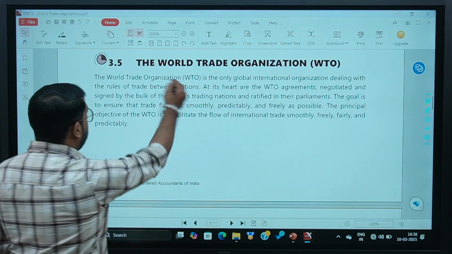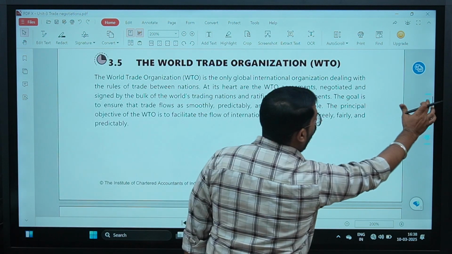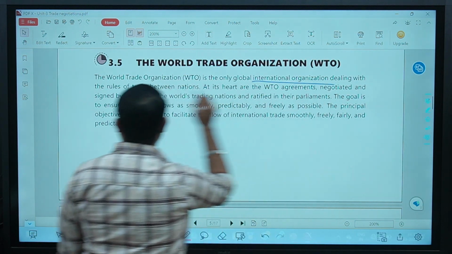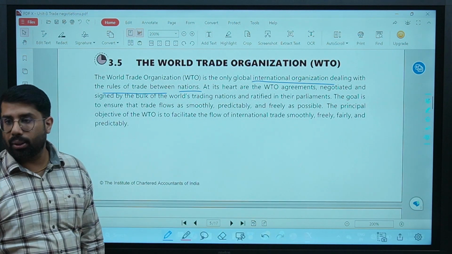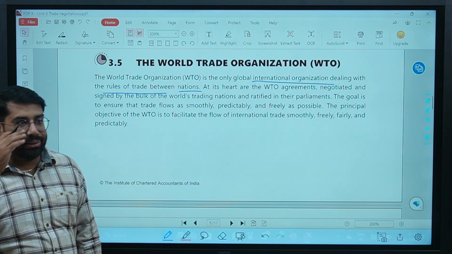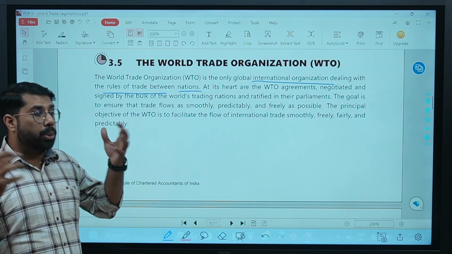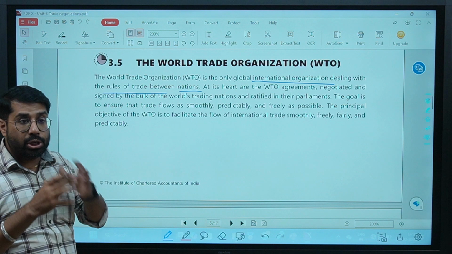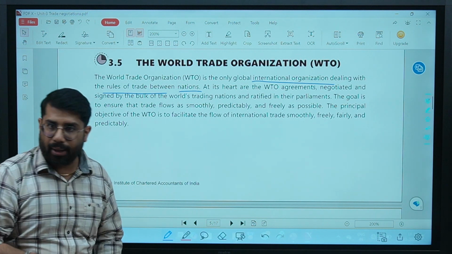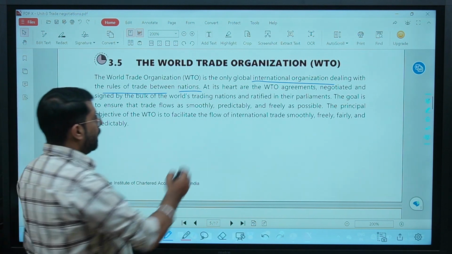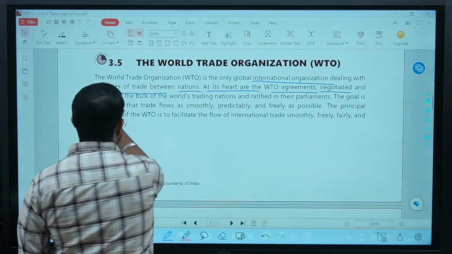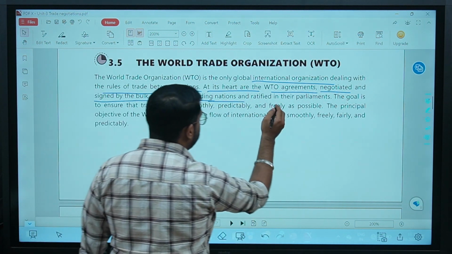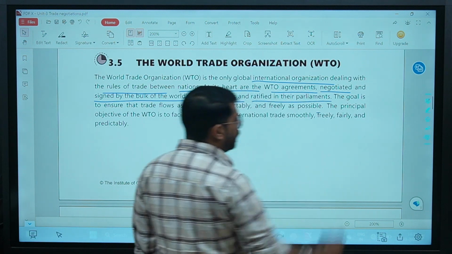The WTO is the only global international organization dealing with the rules of trade between nations. WTO is dealing with what? WTO is dealing with the rules which will be followed by 2 or more nations to do the international trading. Are we clear? At its heart are the WTO agreements negotiated and signed by the bulk of the world's trading nations and ratified in their parliaments.